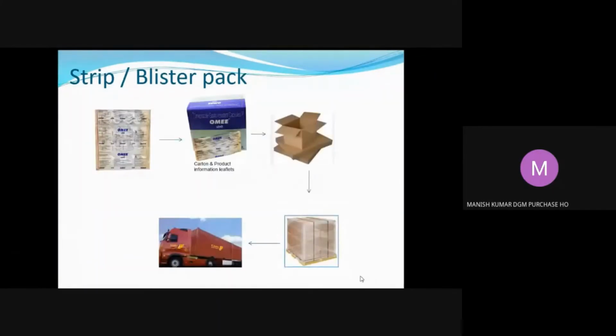So this is the normal strip. It is packed in the carton, and cartons are packed in the shippers. Shippers are normally palletized, or they can be without pallets also. If it is a domestic shipment, then only shippers can be transported, or it is palletized, and normally palletized shippers are used. Palletized packs are used for export purposes. So this is the way strips and blister packs move.